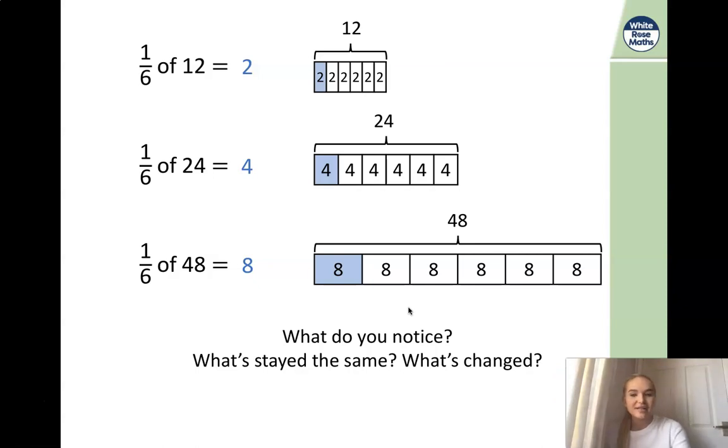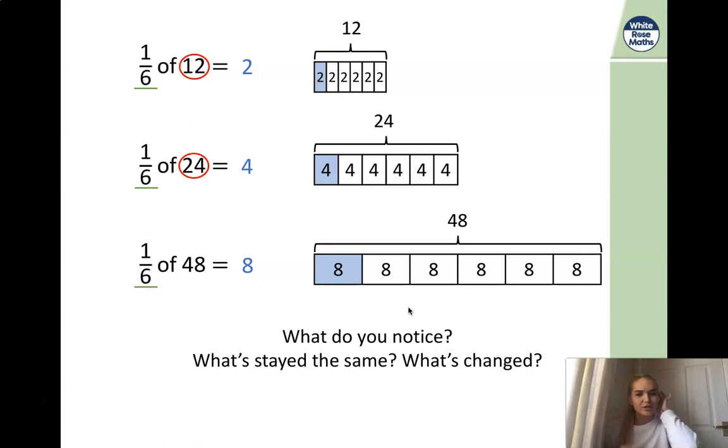Okay, have you noticed that this time our denominators are the same? 1/6, 1/6, 1/6. In fact, the whole fraction is the same. But this time, our whole number is changing each time. Before, our denominator would change and our whole number would stay the same. This time our whole number changes.